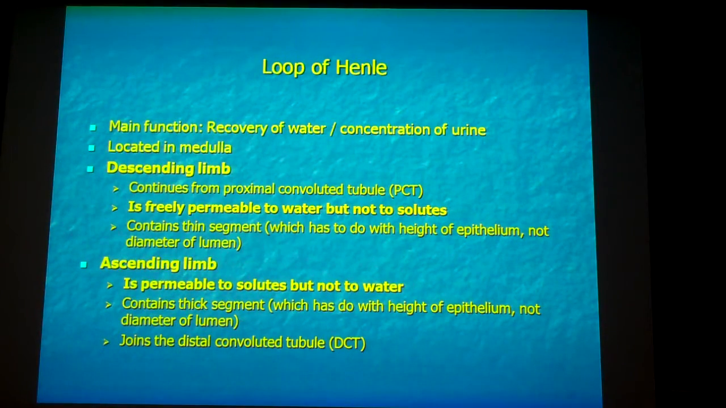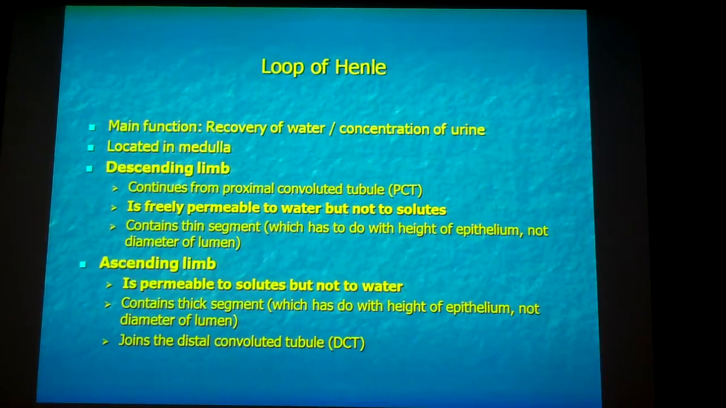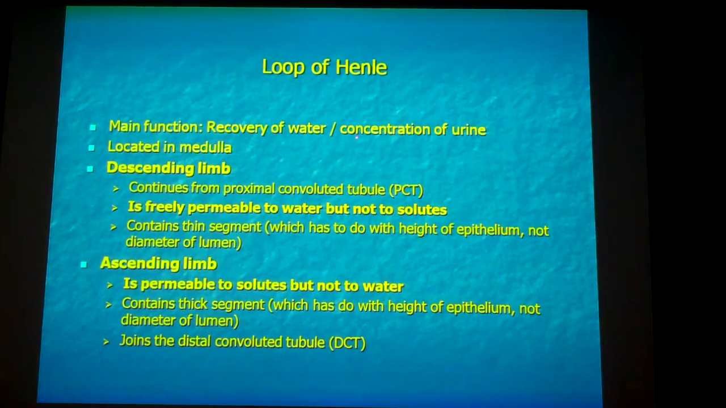What happens in the loop of Henle? Recovery of water and concentration of urine, and recovery of electrolytes. I should have put that in there. We are recovering some electrolytes too. I left that out. So we're recovering water and sodium and chloride and some potassium. The loops of Henle have an important role in concentrating the urine.